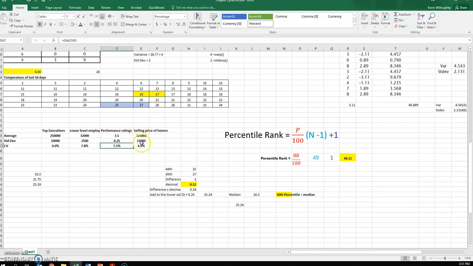And even the selling prices of homes, even though those numbers are relatively a lot bigger. So that's the benefit of using the coefficient of variance. And that is it for chapter 2.